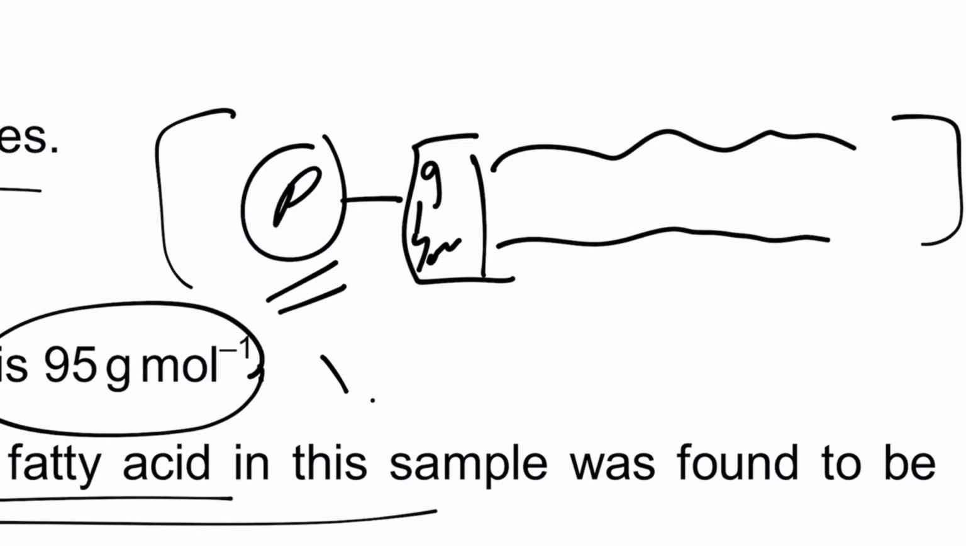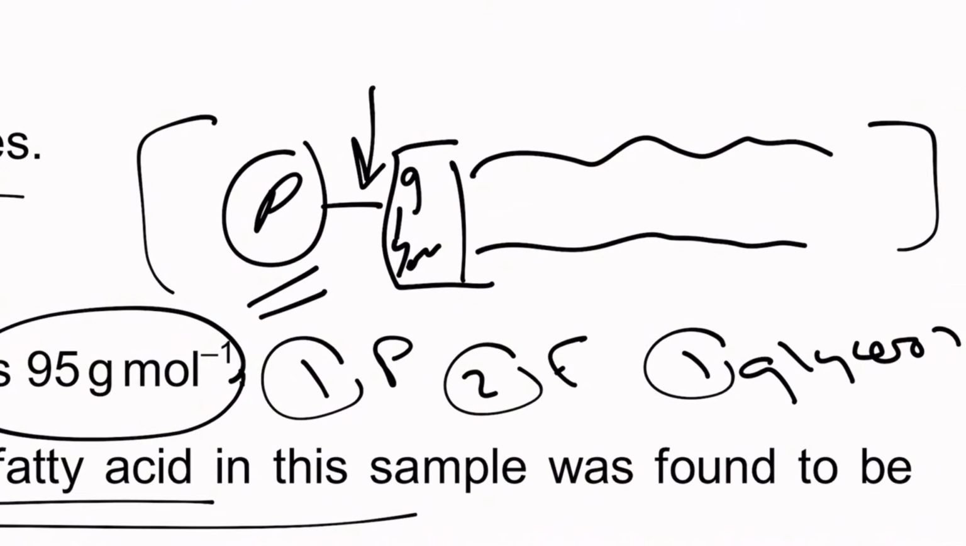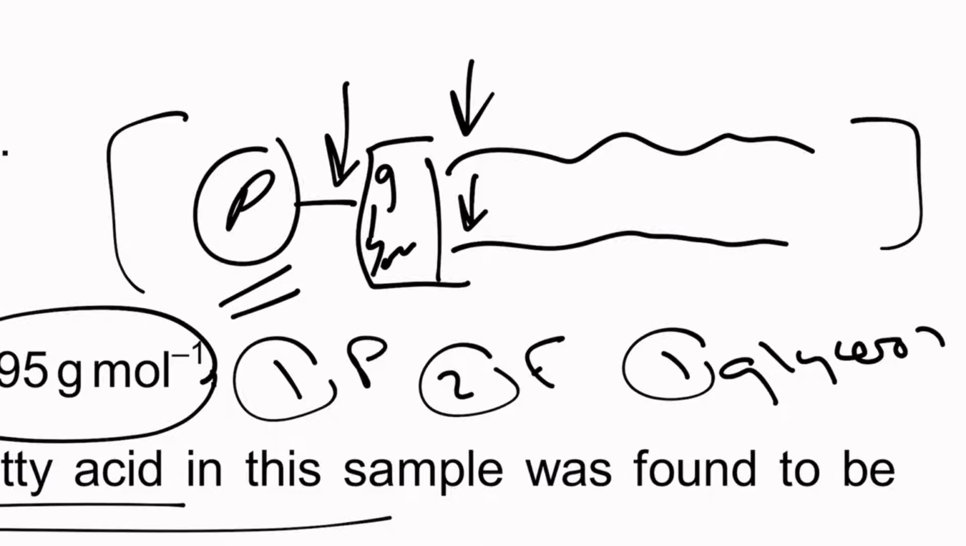It contains 1 phosphate group. Okay, it contains 2 fatty acids. It contains 1 glycerol. And let's not forget how each bond is formed. It's formed by condensation. Condensation means the removal of water. So the bond here between glycerol and phosphate is formed by condensation. The bond here between glycerol and the fatty acid is formed by condensation. And also the bond here between glycerol and the other fatty acid chain.